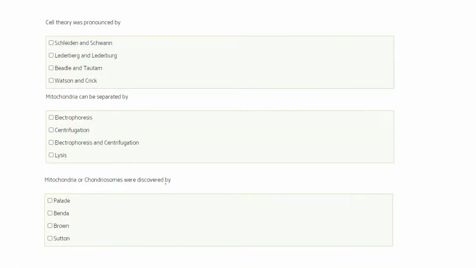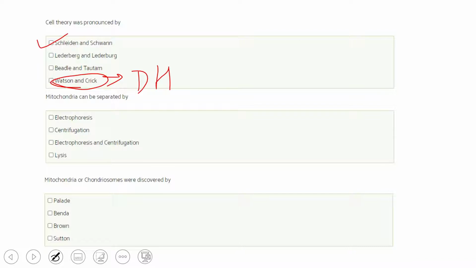Cell theory was pronounced by. So they are asking who gave the cell theory. Is it Schleiden and Schwann, Lederberg and Lederberg, Beadle and Tatum, or Watson and Crick? The answer is Schleiden and Schwann. I hope all of you know this answer. Schleiden and Schwann were the two scientists who gave the cell theory. What did Watson and Crick give? Watson and Crick gave us the double helix structure of DNA.